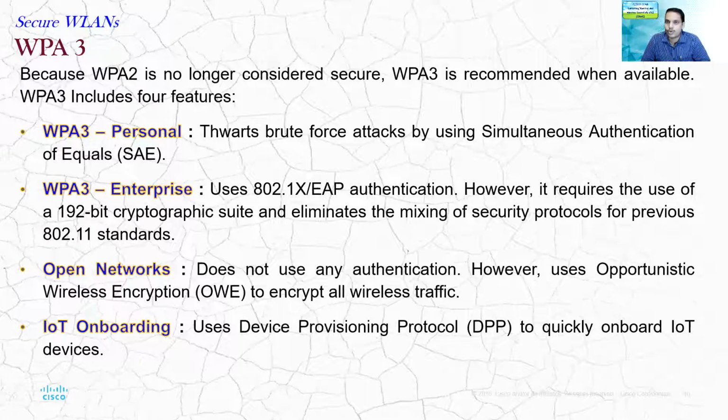This uses 802.1X EAP authentication, but it uses a 192-bit cryptographic suite, eliminating the mixing of security protocols of your earlier 802.11 standards. The third feature is for open networks. It does not use any authentication, but uses something called Opportunistic Wireless Encryption, OWE, to encrypt all wireless traffic. Finally, IoT onboarding uses something called Device Provisioning Protocol, DPP, to quickly onboard IoT devices.